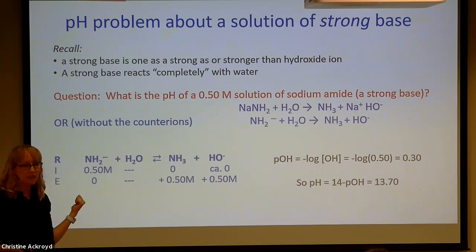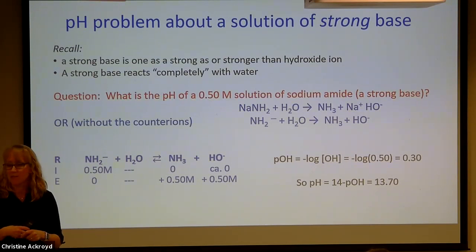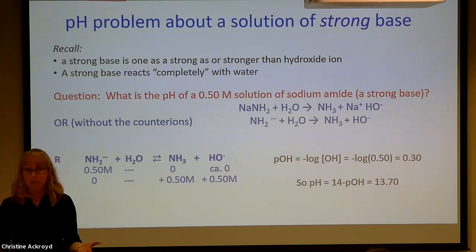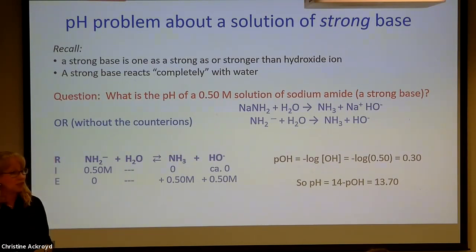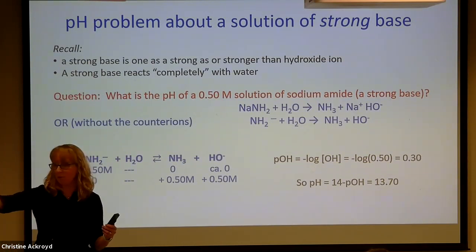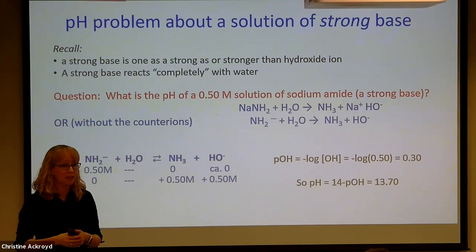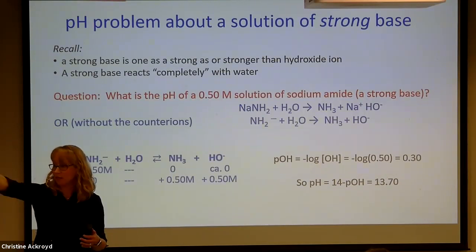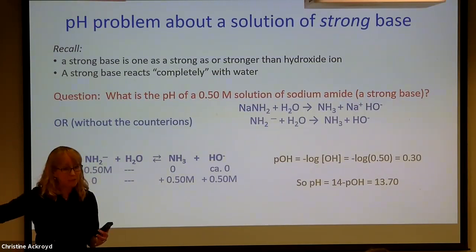Why should the 13.7 pH feel like the right number to you? Okay, if you add a strong base to water, you should get a solution that's strongly basic. 13.7 in aqueous solution, 14 is about the highest pH you can get. So 13.7 is pretty close to maximum pH, maximum basicity.